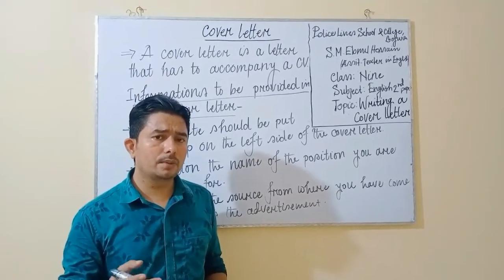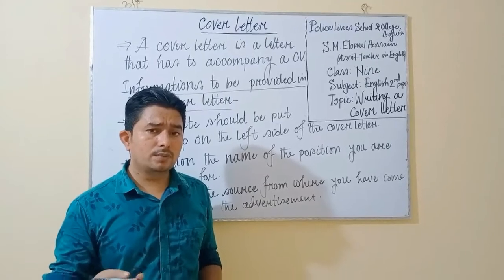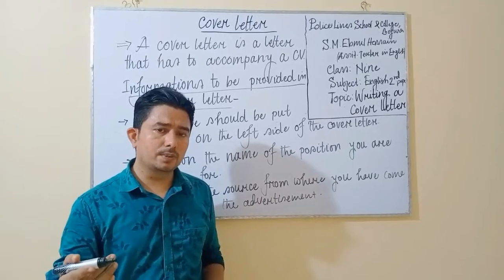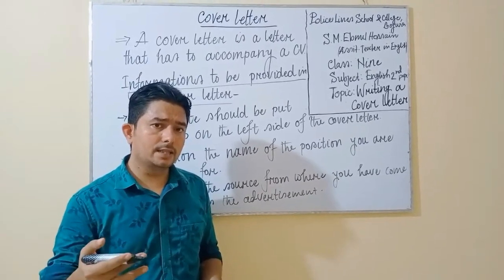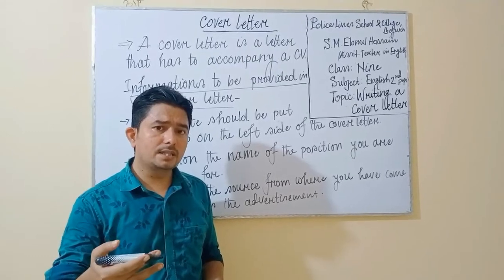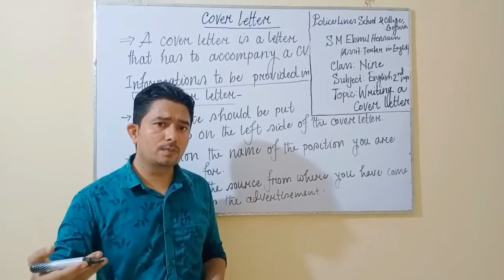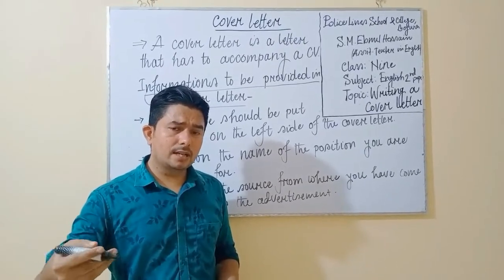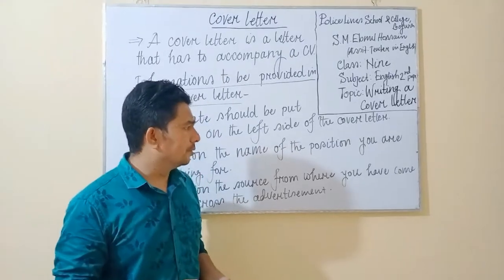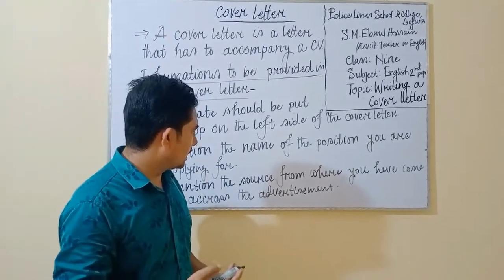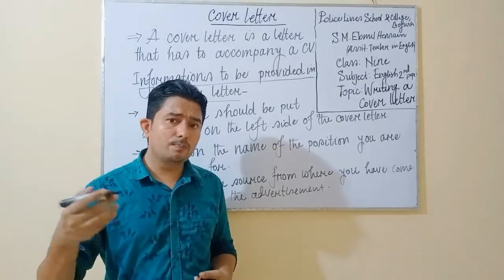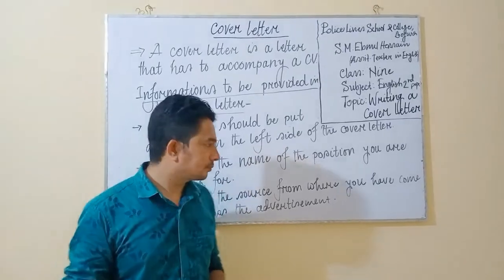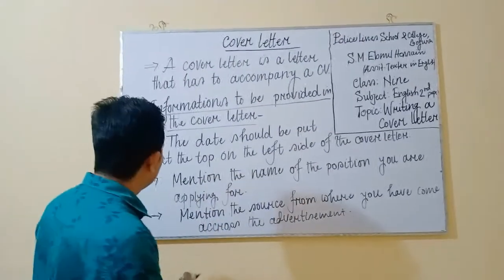So if you come across the advertisement from the daily newspapers, then you have to mention the name of the daily newspaper. That means you may write like this, from the advertisement published in the Daily Star, or published in the Daily Prothomalo, and published in the Daily Juvanto, Daily Kalikonta, and such like that. Or if you come across the advertisement from the online job portal, then you have to mention the name of the job portal. So this is the point.